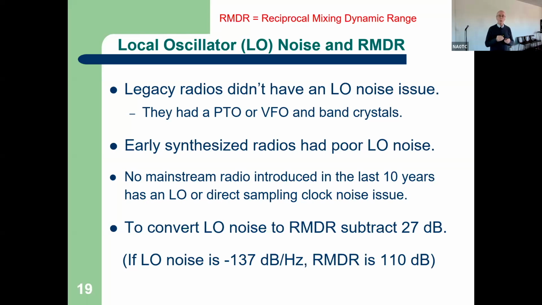Now, if you look at my website, we don't have an RMDR column because that was only defined by the ARRL in 2012. But my data goes back 50 years. So there's a column that says local oscillator noise in dBc per hertz, kind of an esoteric term. But if you want to know what the RMDR is, you just subtract 27 dB and change the sign. So instead of being like minus 127, just take 27 dB off and you get 100.